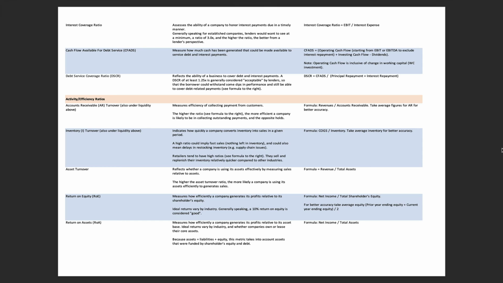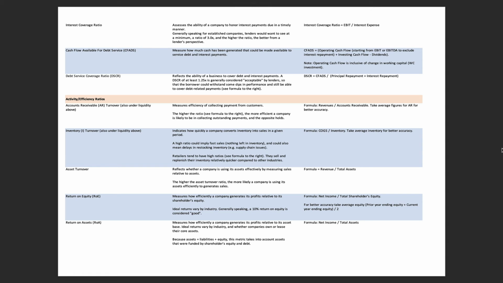So when you add your operating cash flow to your investing cash flow and then deduct any dividends that have been announced that are yet to be paid by the business, whatever is left is how much cash you have available to pay for your debt and for your interest payments.